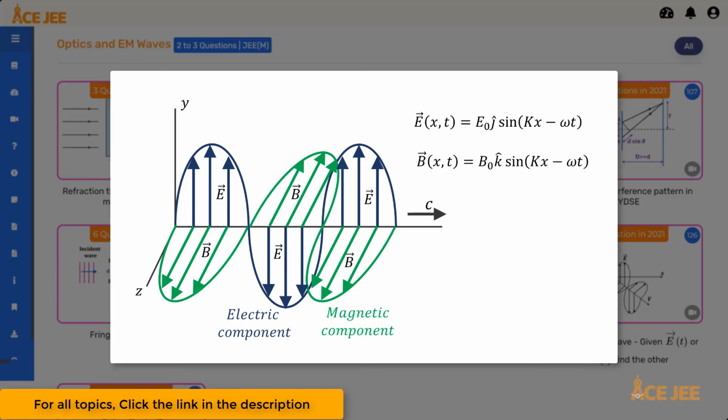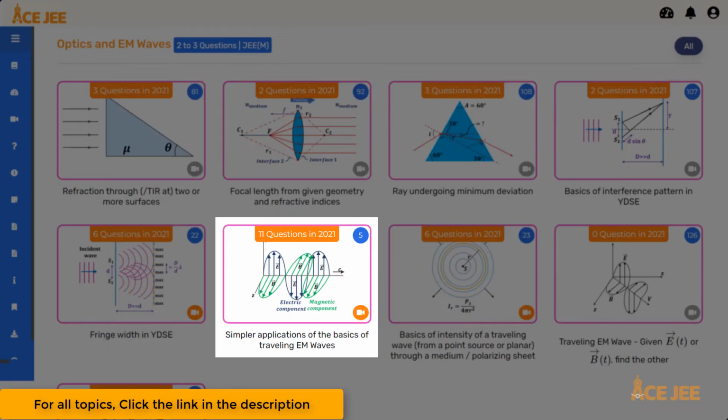And before we move on, note that the electric field energy density, half epsilon E square, and magnetic field energy density, B square by 2 mu, are equal in magnitude at all points in space at all times. So read through the notes carefully and solve a few questions.